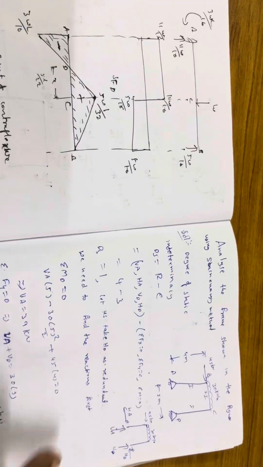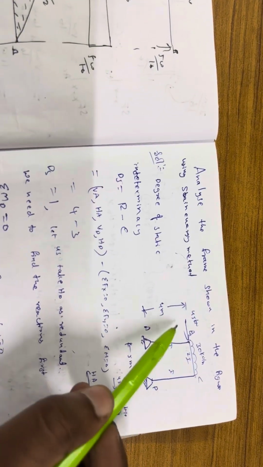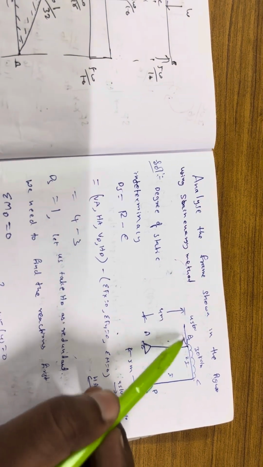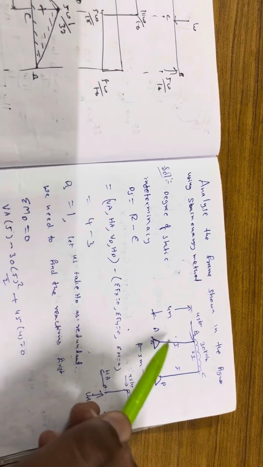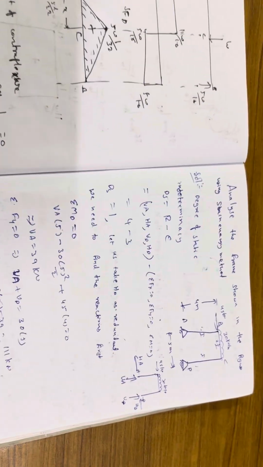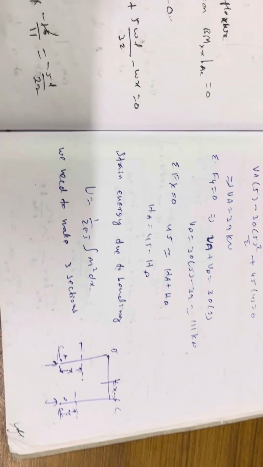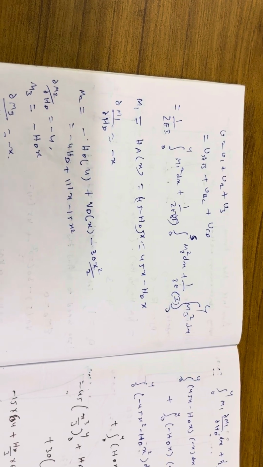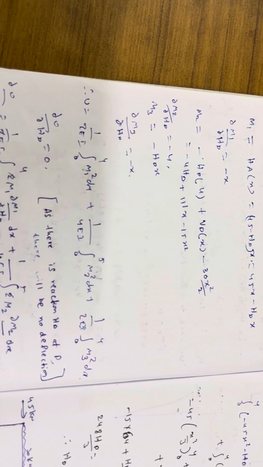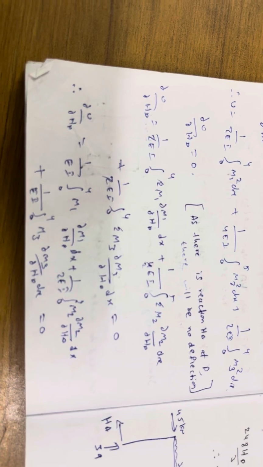So in the same way, we can do the other problem also. This is the other problem. Same pressure, but this horizontal force is at this point. Here we have only 3 spans in this problem. You can go through this problem. You can practice this problem also. Same procedure. So this is the procedure.